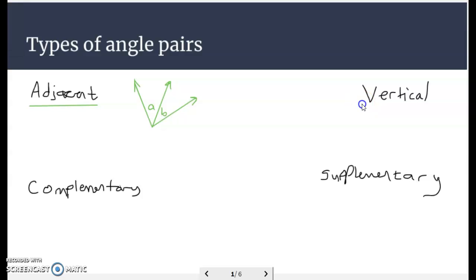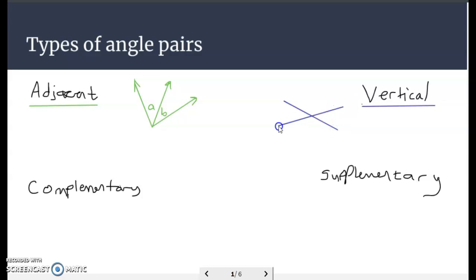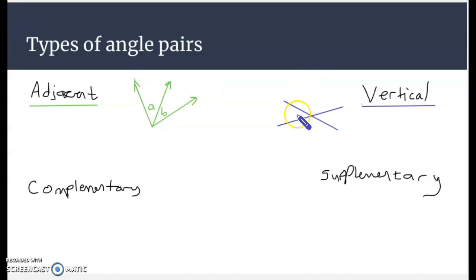Talk about vertical angles next. Vertical angles are formed from two intersecting lines. So we could say from those, there's actually two pairs of angles here. Say angles C and D. Angles C and D are vertical to each other, but also angles E and F. Vertical angles are opposite of each other, and their angles are always the same.